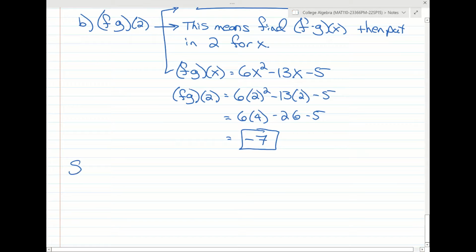Let's talk about section 4.6. Section 4.6, we're going to be dividing polynomials.